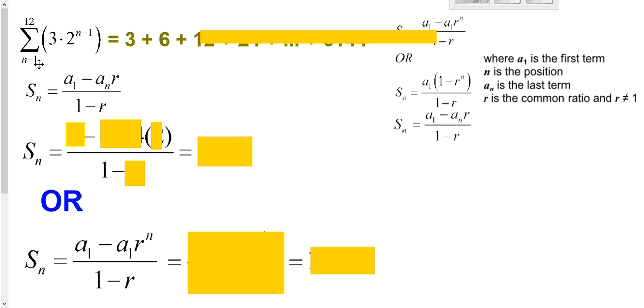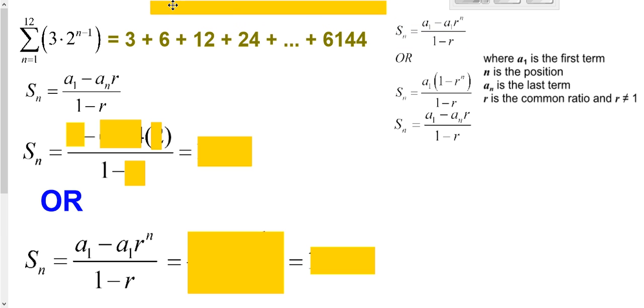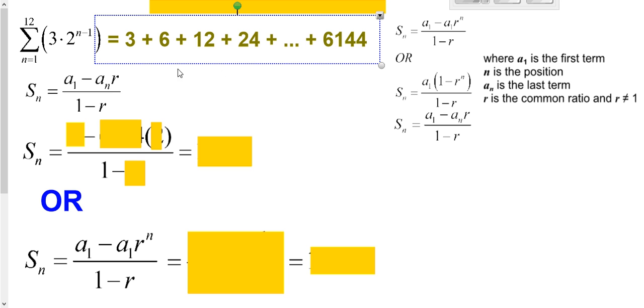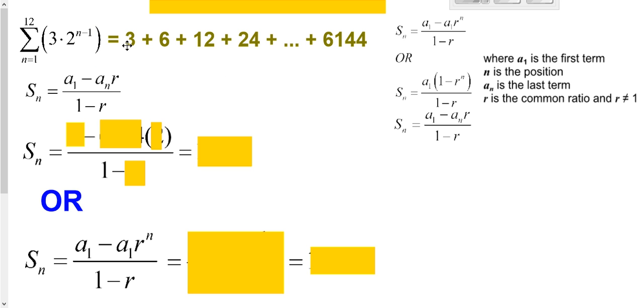Then I would plug in the next number up, which is 3. I get 2 to the second power, which is 4 times 3. And continue to do that until I plug in 12. Plugging in 12 would be my last term, so I'd have 3 times 2 to the 11th, and I could work that out. You notice, when I write this out, it ends up being geometric, because I'm multiplying by 2 each time. I have my first term, and I know the number of positions. I started out at 1, went all the way to 12, so I have 12 positions.